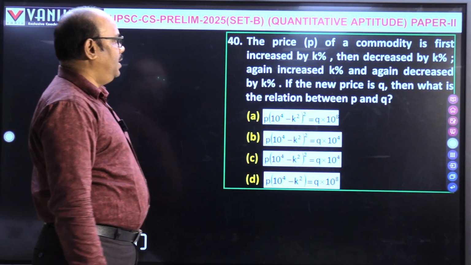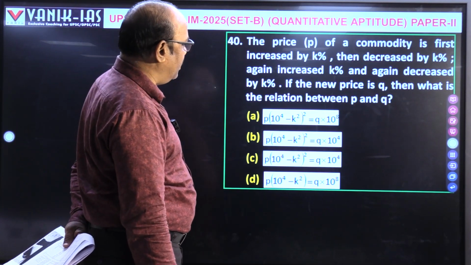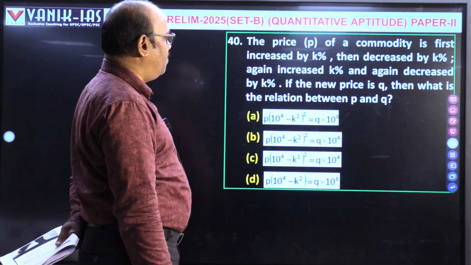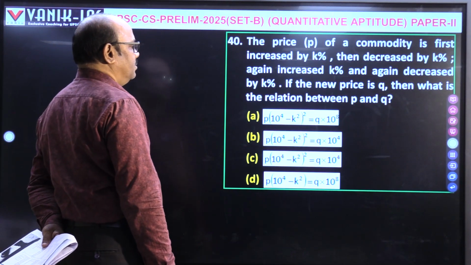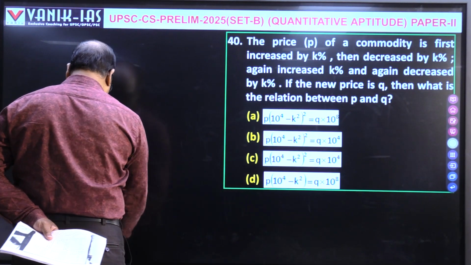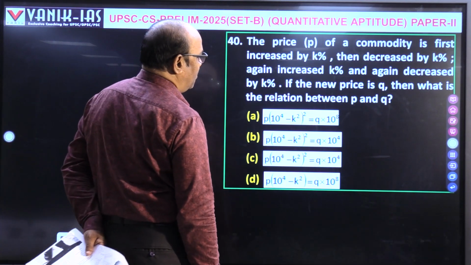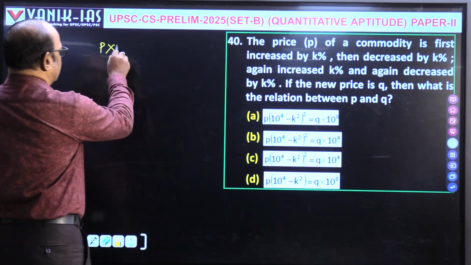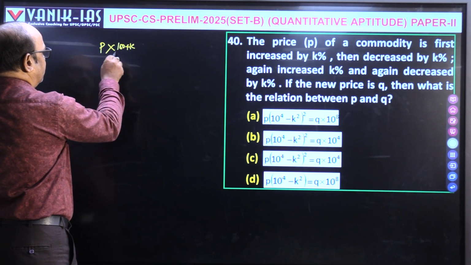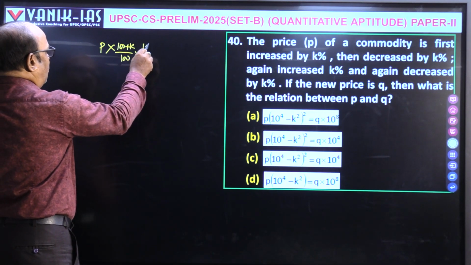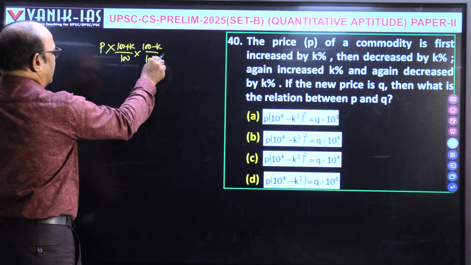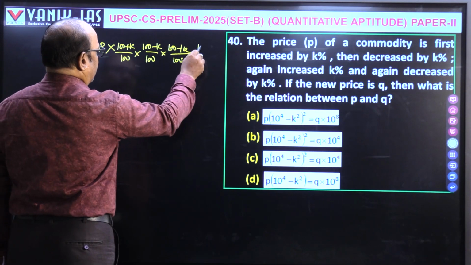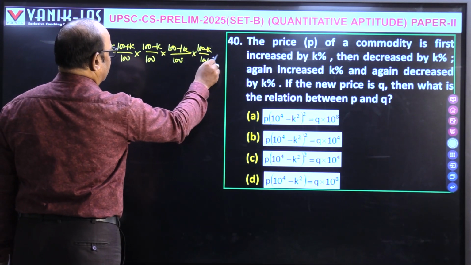Question 40. The price P of a commodity is first increased by K%, then decreased by K%, again increased by K%, and again decreased by K%. The new price is Q. What is the relation between P and Q? Initially the price was P; it increases by K%, so multiply by 100 plus K by 100. Again decreases by K, 100 minus K by 100. Again increases by K, 100 plus K by 100, and decreases by K, 100 minus K by 100. That is given as Q.